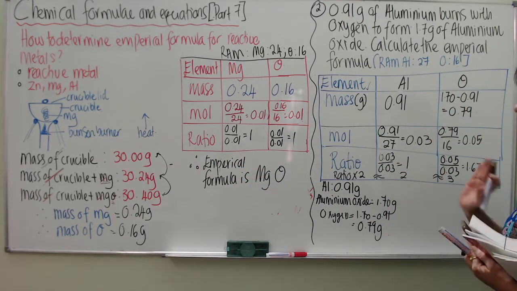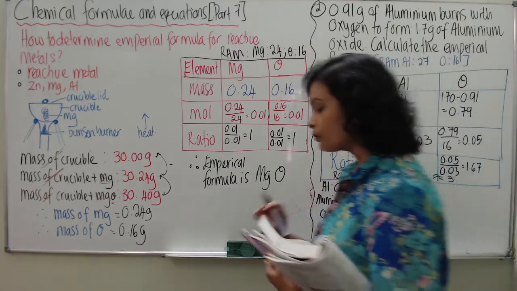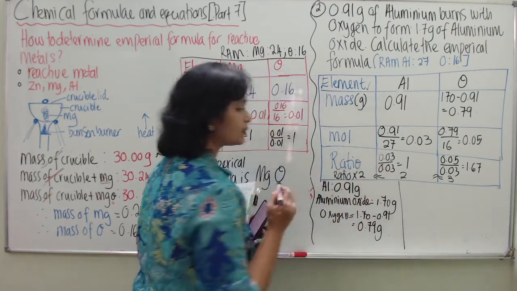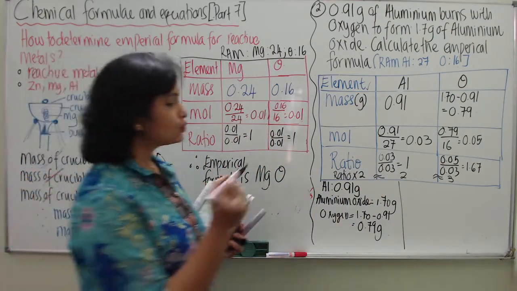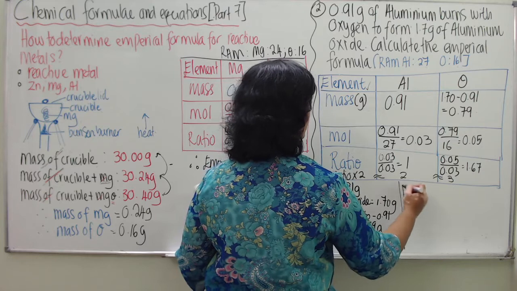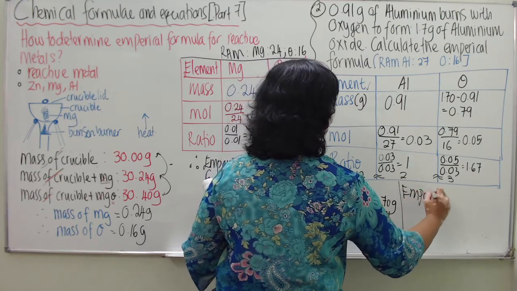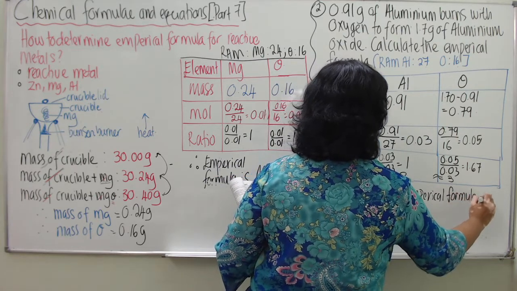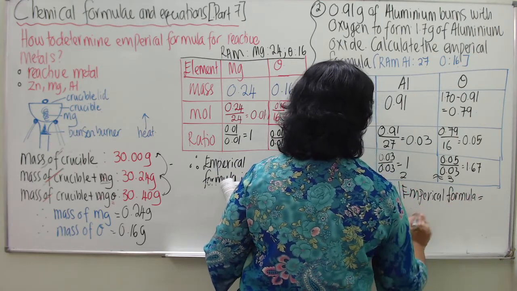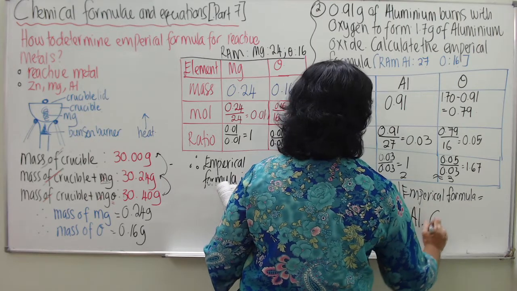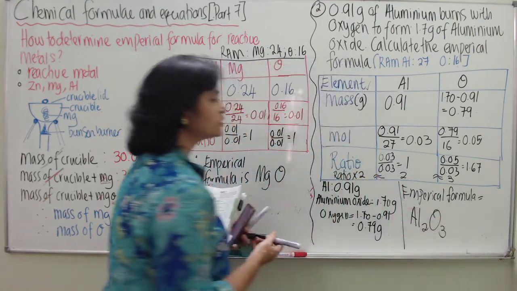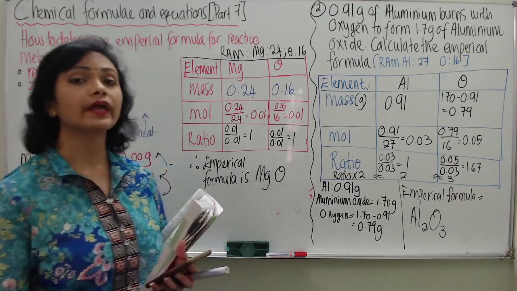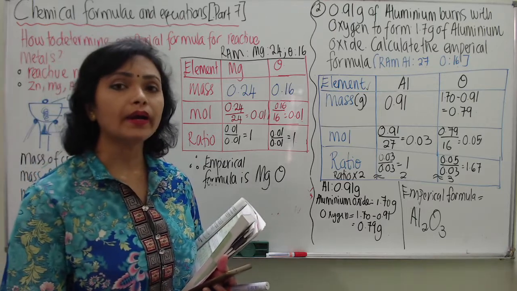Now, since you have done this calculation, your empirical formula is not complete. So what do you have to do? You have to write this down: empirical formula equals aluminium oxide. This is how you write. Can you see the empirical formula? The numbers that are involved in empirical formulas are all whole numbers.